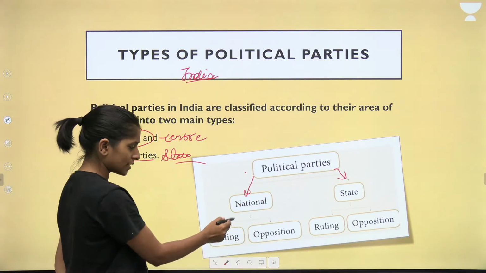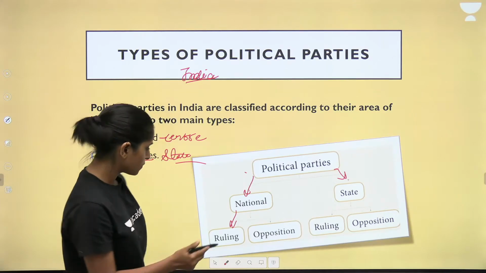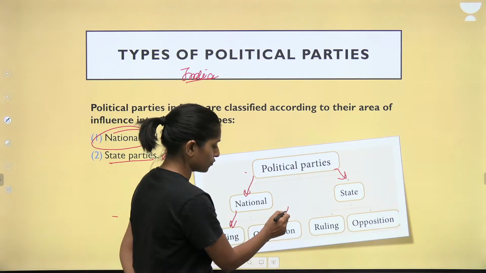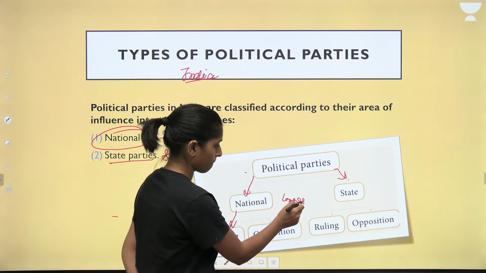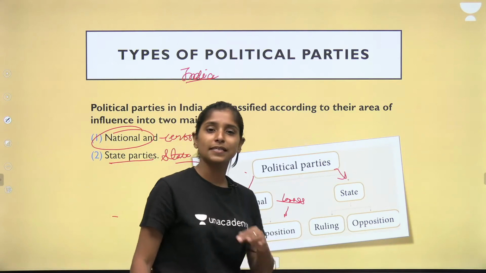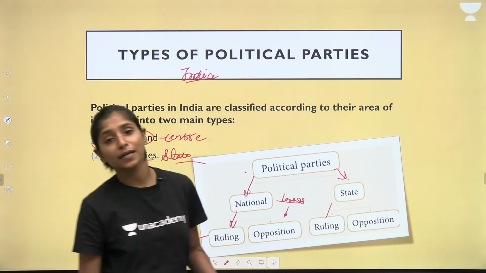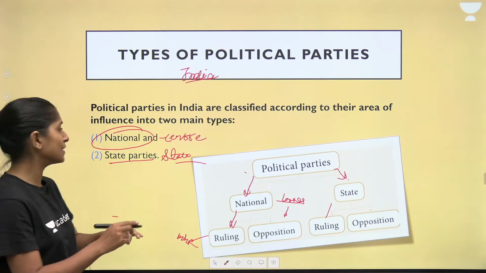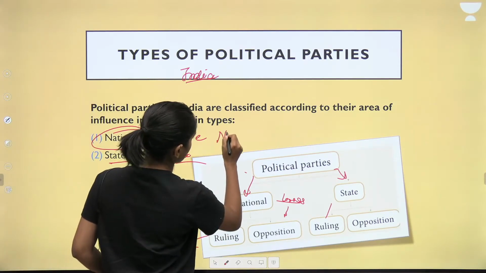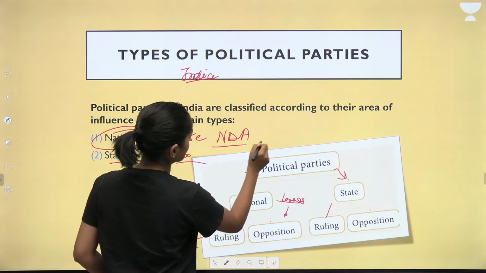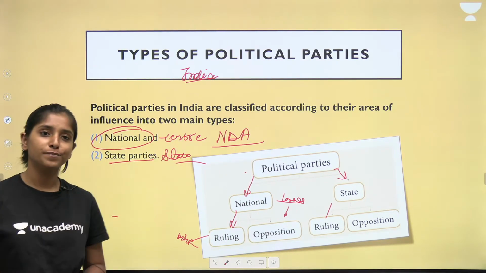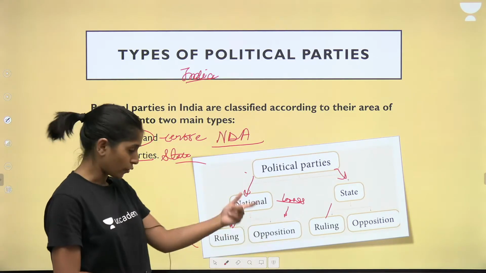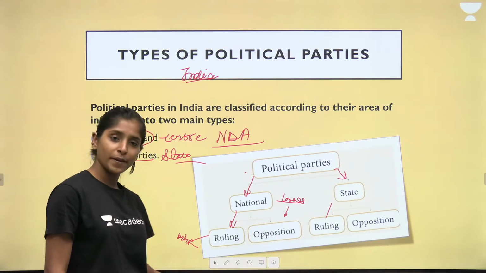National parties also have one party which wins, so the ruling party usually wins, and the opposition party loses, right? And similarly the same thing happens in state. There's one party which wins and one party which loses, right? So now I guess everyone knows that right now in center the leading party is NDA. It's a coalition, an alliance made by different parties. Leading party is BJP. Okay, so these are the two types of political parties that we have in India. एक तो state level पे और एक central level पे.